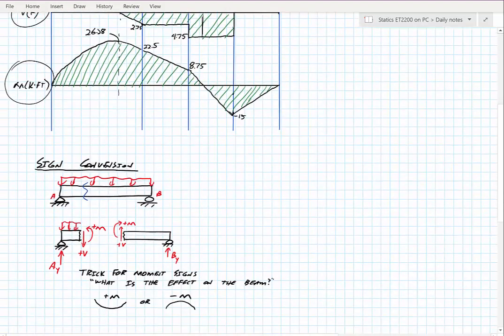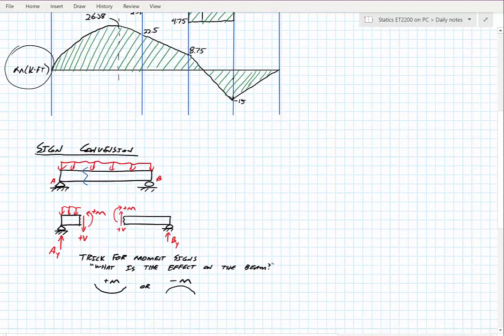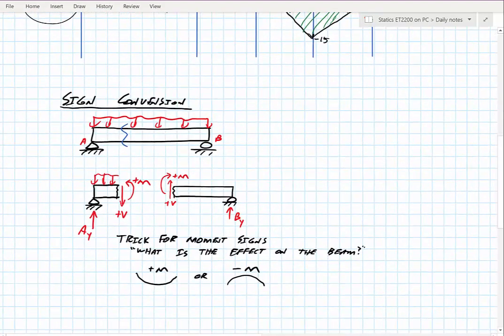So before we get into that, I want to spend just a second and talk about sign conventions. What is positive versus negative when we talk about these bending moments and shear forces? And it does depend on if you're looking at the left-hand side of the beam or the right-hand side of the beam. I'm generally going to be working from the left-hand side to the right-hand side, which means I have a positive shear, which points down, and a positive moment that points counterclockwise.